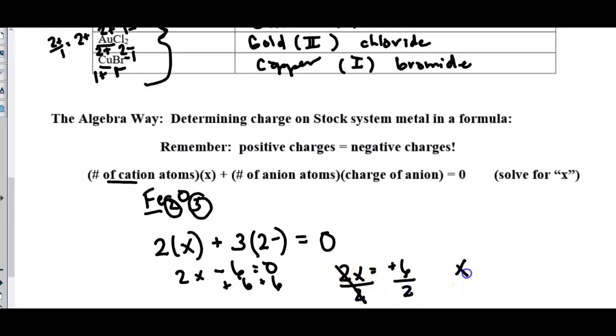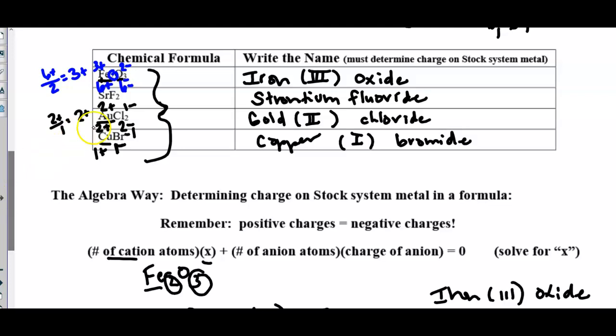The charge on the cation, so that's what I'm solving for right here, is equal to positive 6 divided by 2, positive 3. Okay, so that is the charge on iron. So when I write the name, it'll be iron 3 oxide, which is the exact same thing that we got up here in this first one.